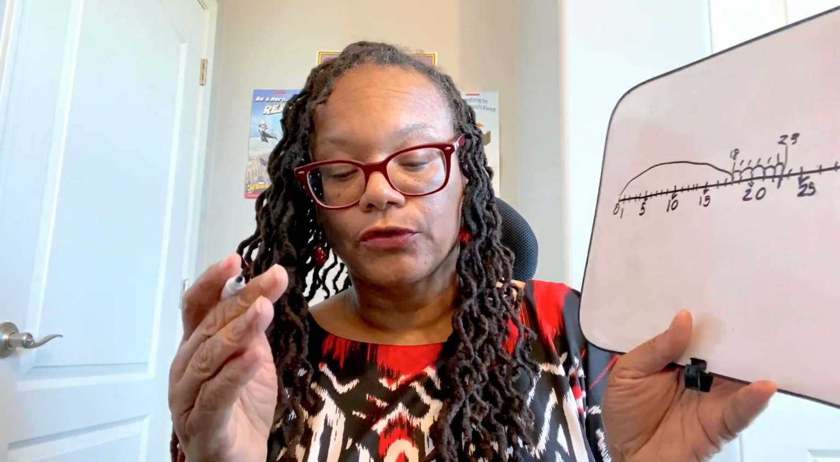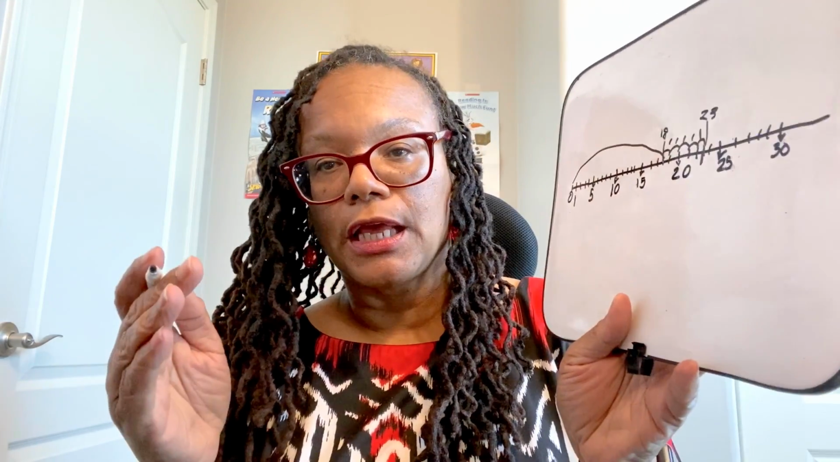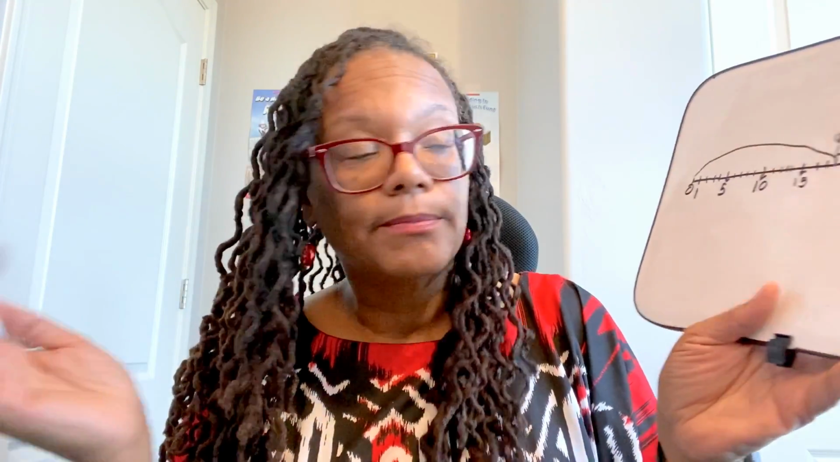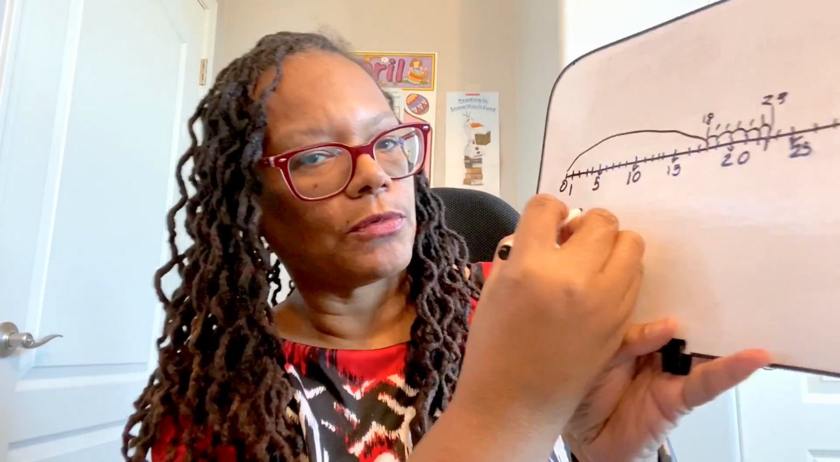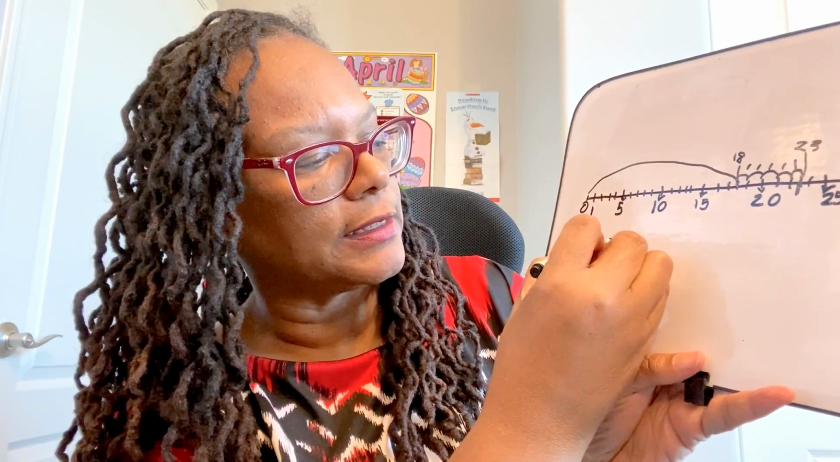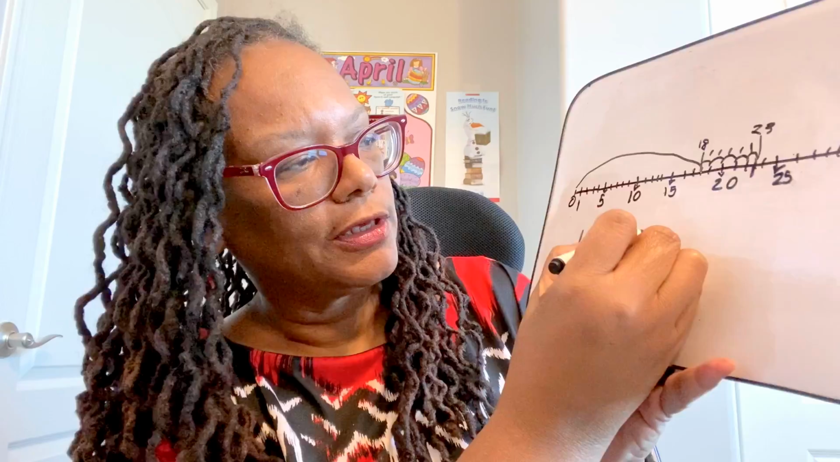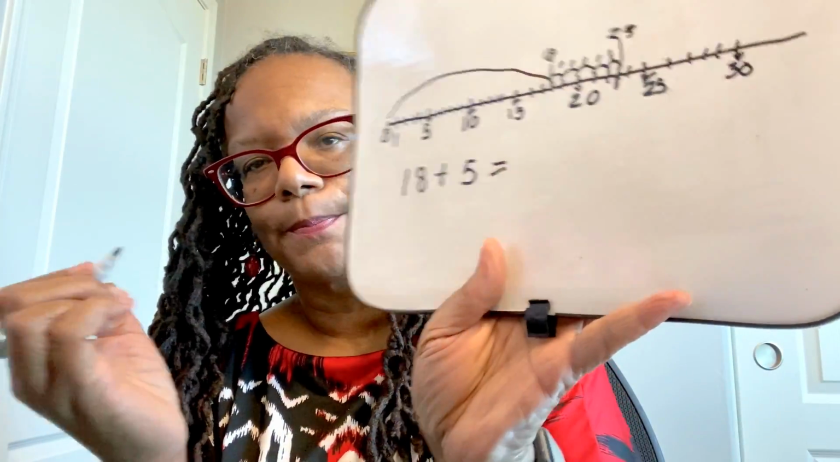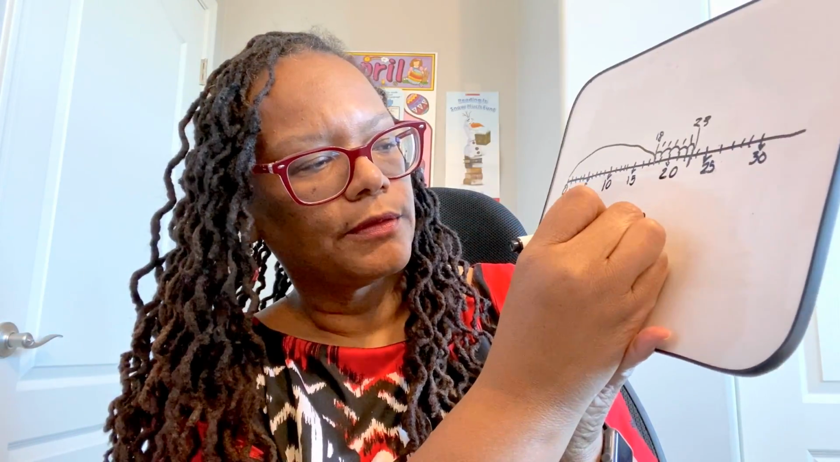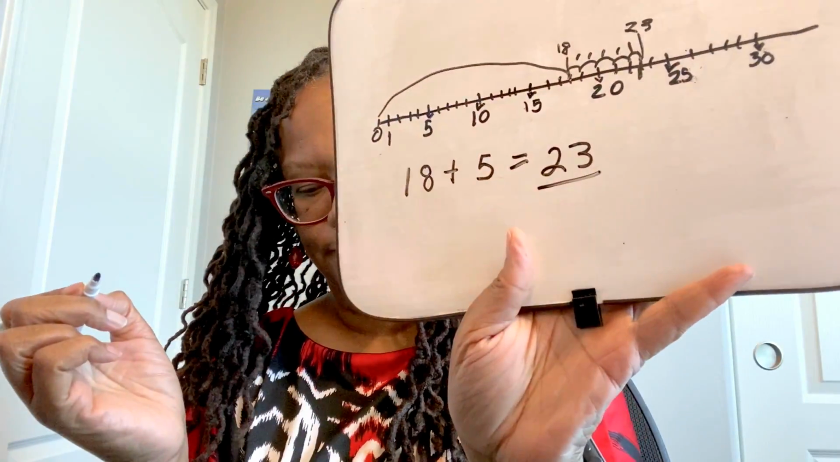So, if you want to write an equation for that, what would you write? Is that addition or subtraction? If you said addition, you're right, because first it was 18 plus 5. Okay? So we write our equation is 18 plus 5. And what is 18 plus 5? 23. All right? Good. That was easy.